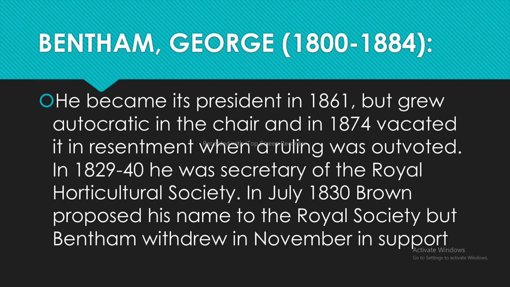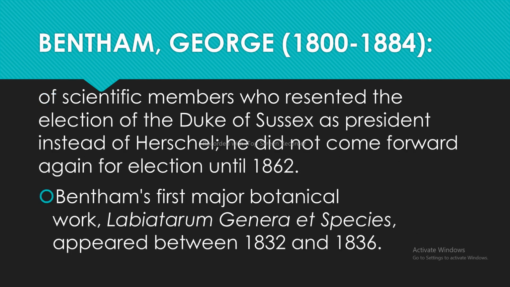In 1829 to 1840, he was secretary of the Royal Horticultural Society. In July 1830, Brown proposed his name to the Royal Society, but Bentham withdrew in November in support of scientific members who resented the election of the Duke of Sussex as president instead of John Herschel. He didn't come forward again for election until 1862. Bentham's first major botanical work, Labiatarum genera et species, appeared between 1832 and 1836.